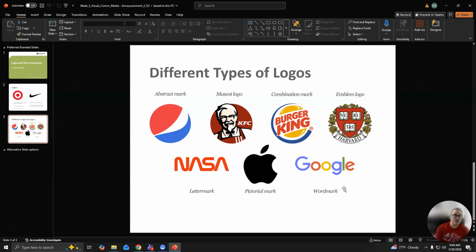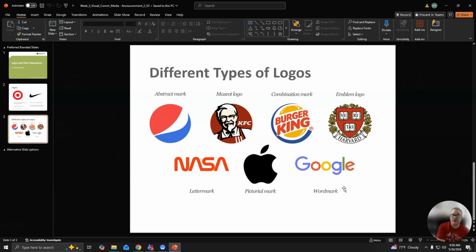Now, pictorial marks are a little bit different. Pictorial marks are images instead of words. They don't use words themselves. For example, the Apple with the bite in it, that stands for Apple Computers. It's got the very modern look with it. No words, just an image, and that's really what it stands for.